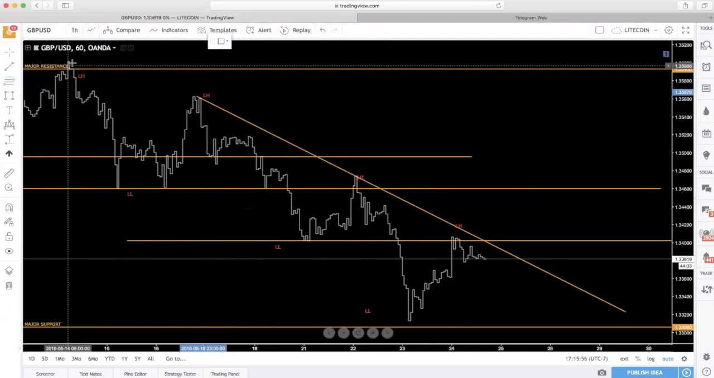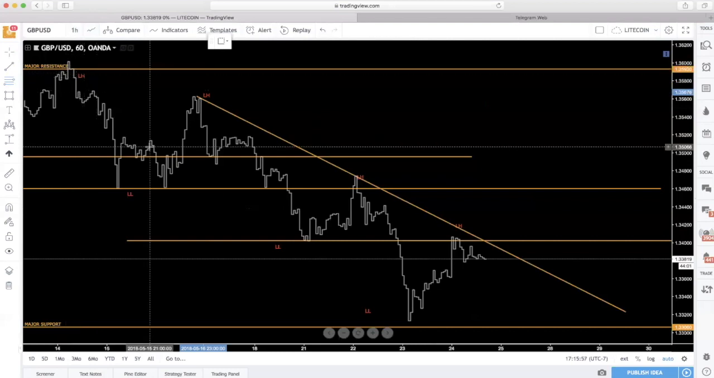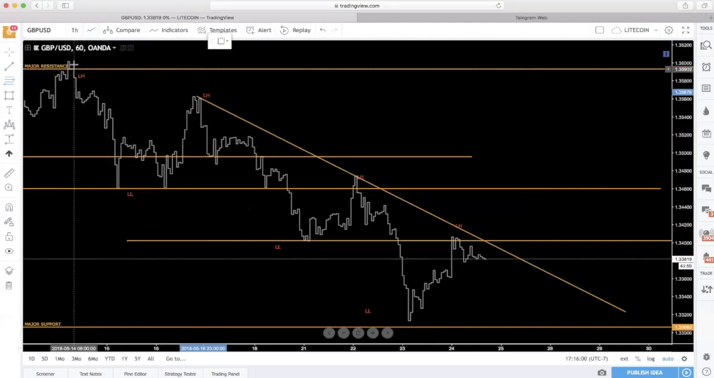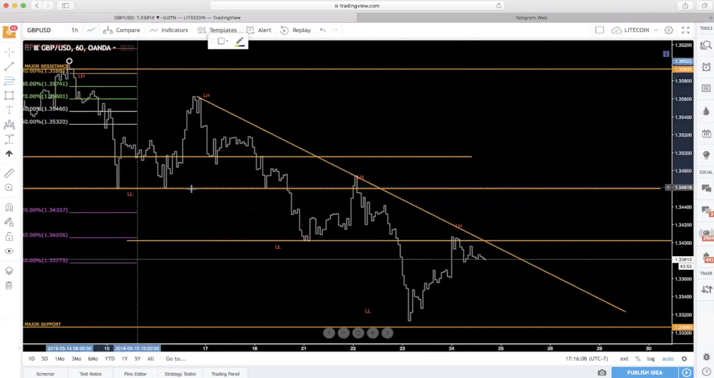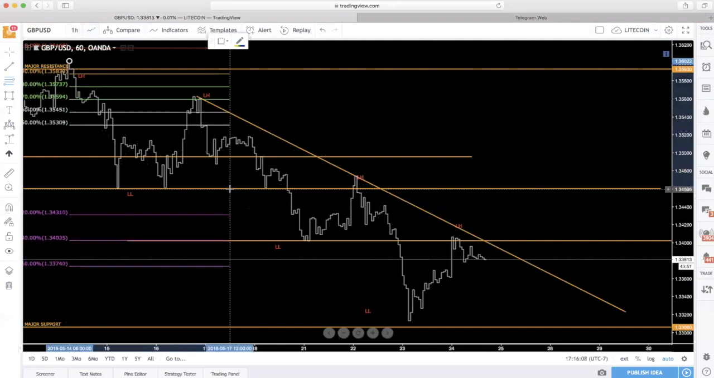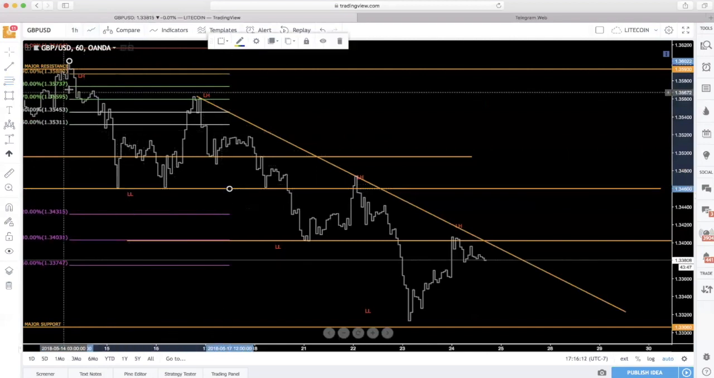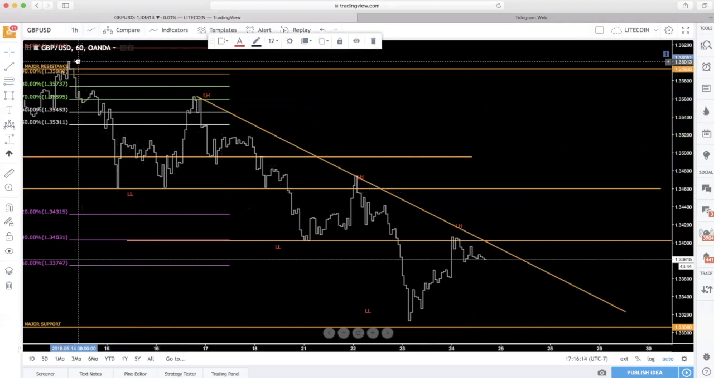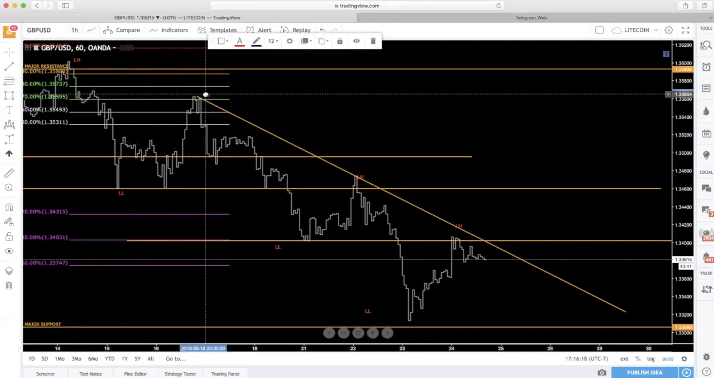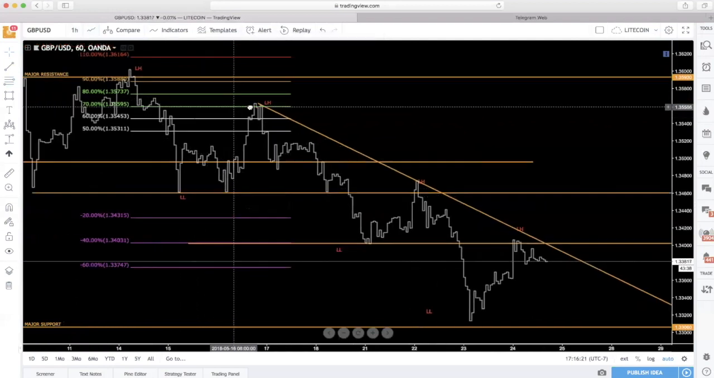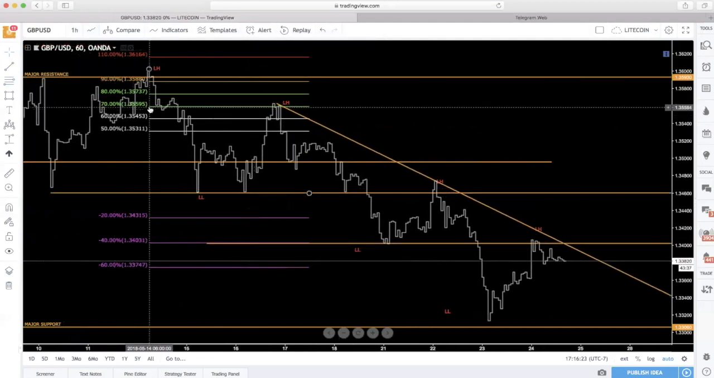So this was the last lower high to the lower low. So we're going to take our fibs from the last lower high and drag it down to this lower low. I'm going to expand it out a little bit so we can see. So there's your lower high, there's your lower low. And as you can see, price perfectly hit the 70 and 80 fib.